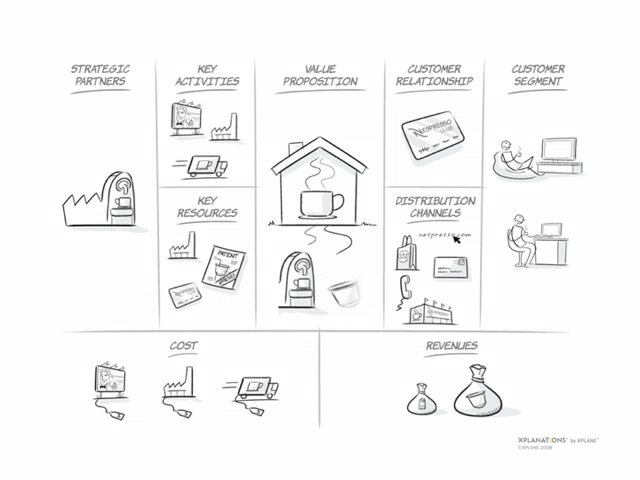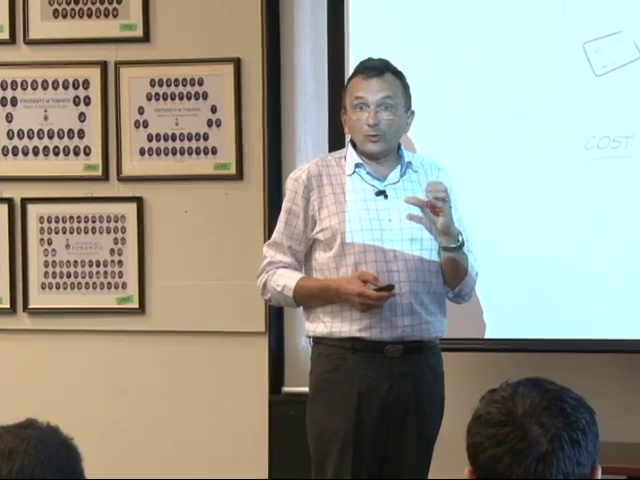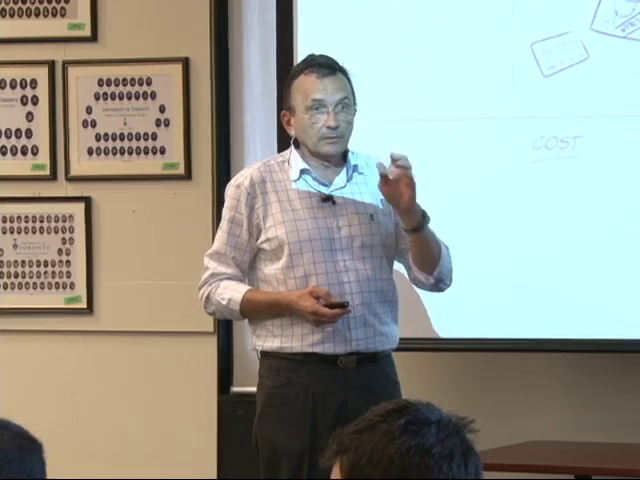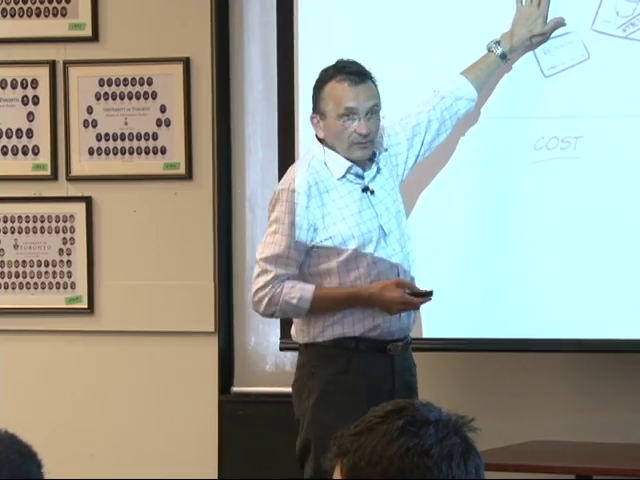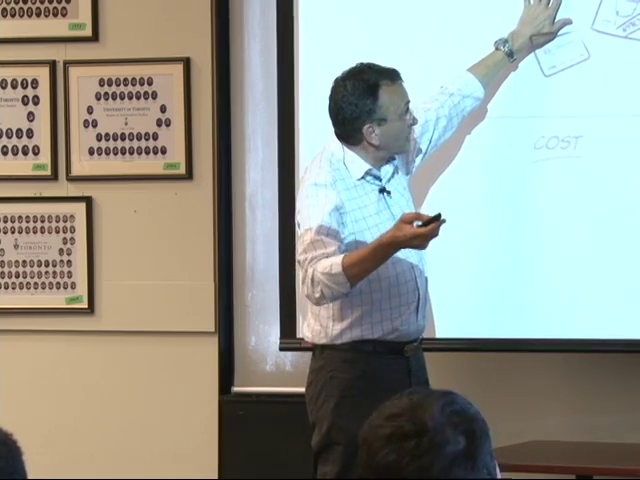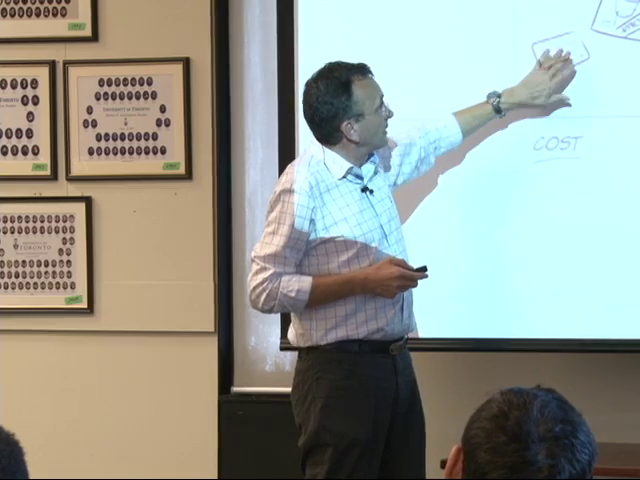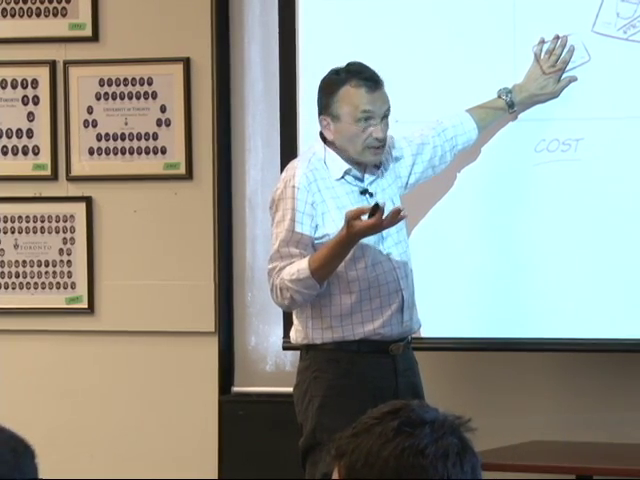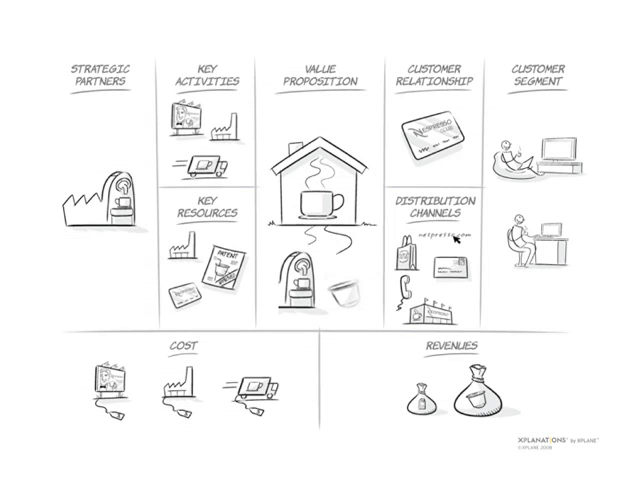The key resources: they have some factories. Why? Because they have to send millions of capsules per day. So they have huge factories providing the customers with those capsules. They have the brand, so the Nespresso brand is highly valued, and they have a lot of patents. They have roughly 300 patents on this machine and the capsules.